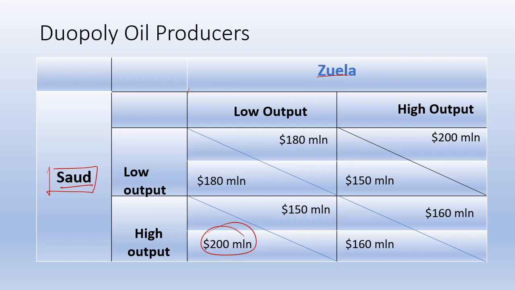And then let's think for ourselves as Saud. What if Venezuela produced high output? The game would then be stuck on the right column, and on the right column for Saud, $160 million would be better than $150 million. So circle that, and to have that, Saud would produce high output. So we can already see that Saud has a dominant strategy, and that strategy is to produce high output regardless of what Venezuela does.